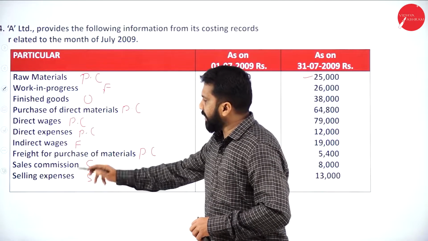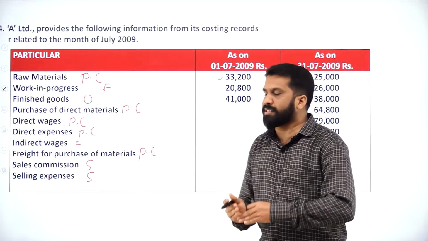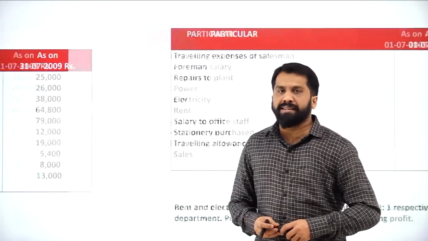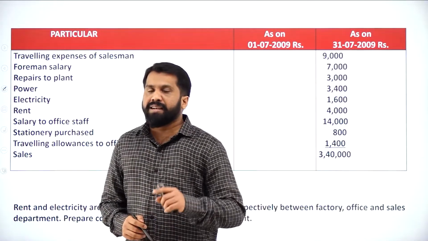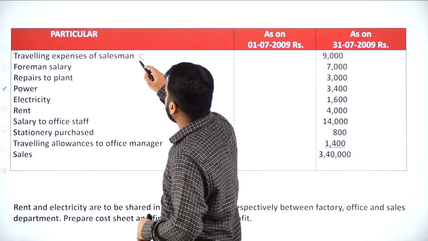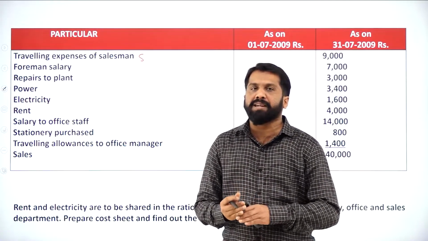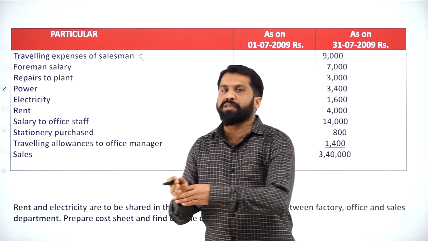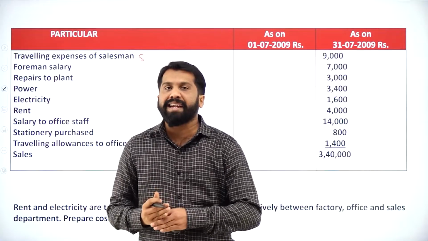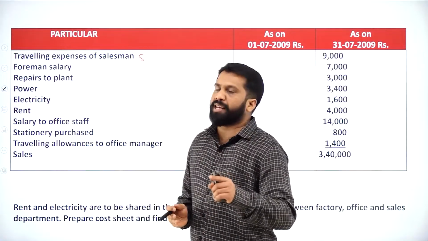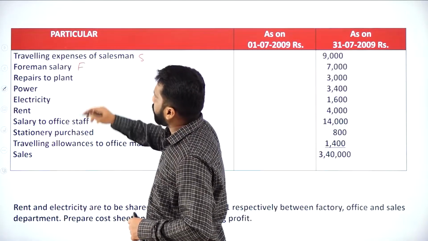Selling expenses, selling and distribution, easy to remember. Wherever you have selling related expenses, we have to write it under selling and distribution. Now, traveling expenses of salesman comes under where? It comes under selling and distribution. Foreman salary. Who is foreman? Foreman, we call it a supervisor. Now, there is a particular unit, unit 1, unit 2, unit 3. For that particular junction, a group of people, one head will be there, one supervisor will be there. For them, we call it foreman salary. So foreman salary comes under factory.